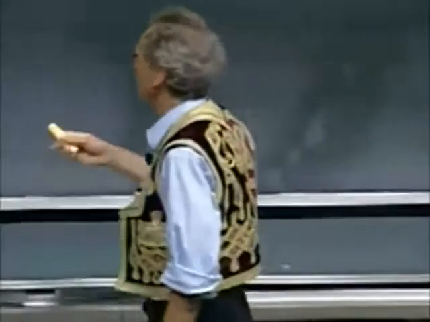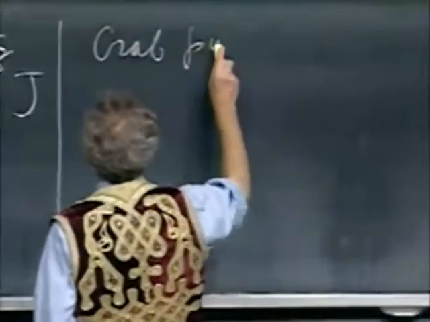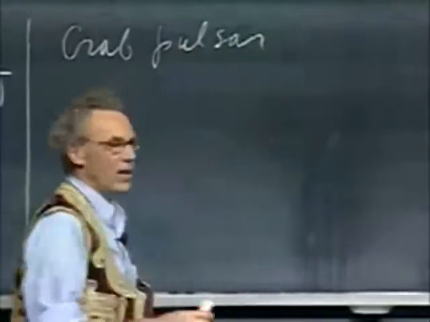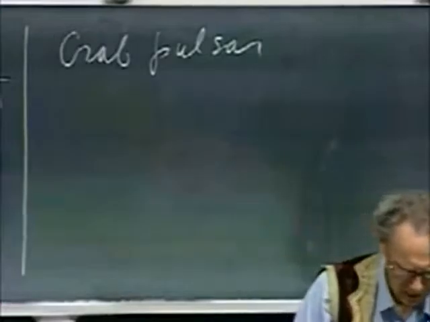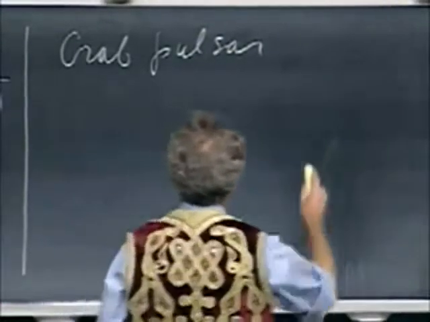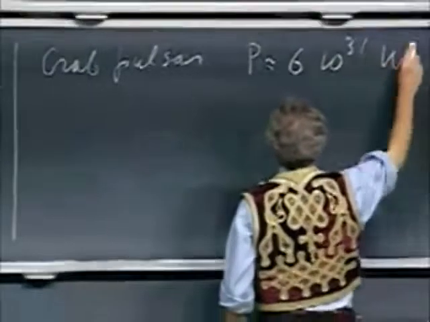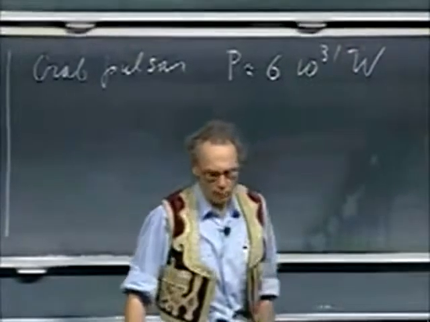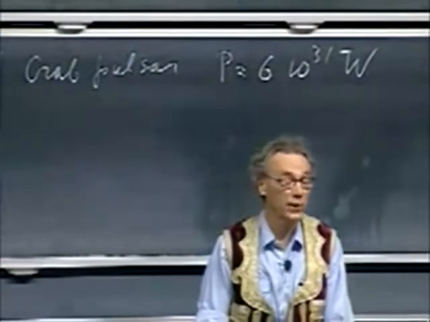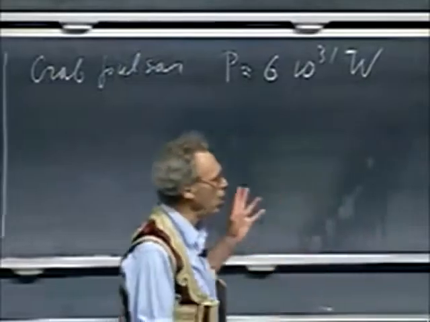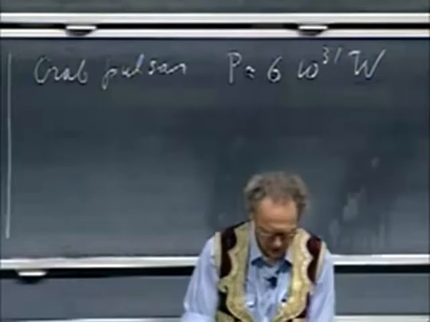If you take the Crab pulsar and calculate how much energy comes out in X-rays and gamma rays and everything that you can observe in astronomy, then you find that it has a power of roughly about 6 times 10 to the 31 watts. It's a phenomenal amount if you compare that with the Sun, by the way. The Sun is only 4 times 10 to the 26 watts. So the Crab pulsar alone generates about 150,000 times more power than the Sun.